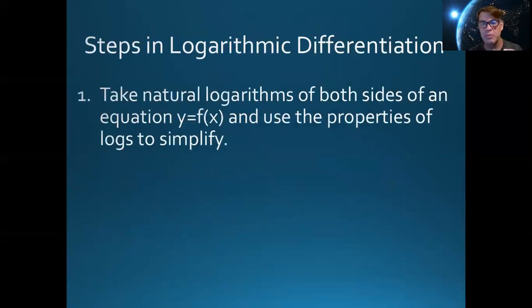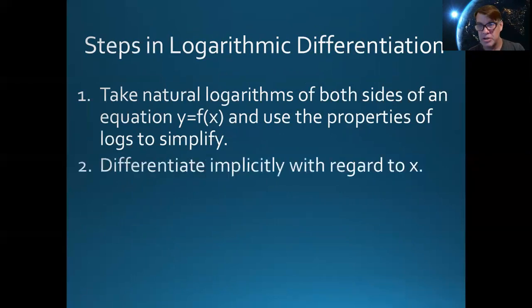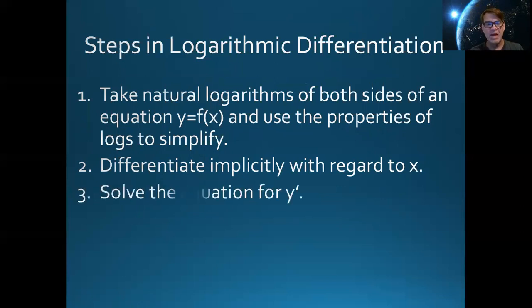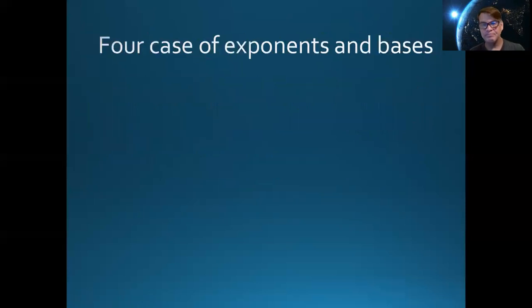So what are the steps again? First, take the natural logarithms of both sides of the equation, use the properties of logs to simplify, then differentiate both sides implicitly. What are we doing? We're finding the derivative of a horrible equation, and then we solve for y prime, or we solve for the derivative. And there you have it. Okay, this is the end of this section.